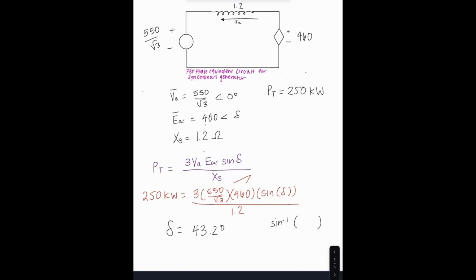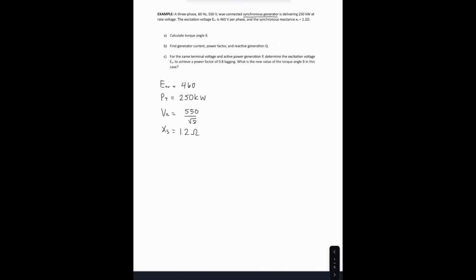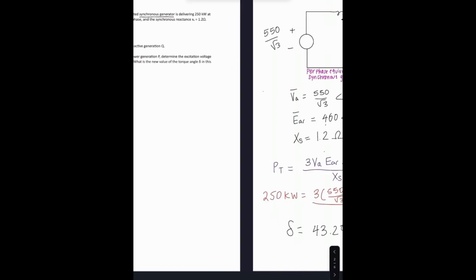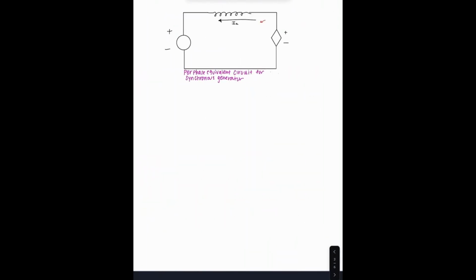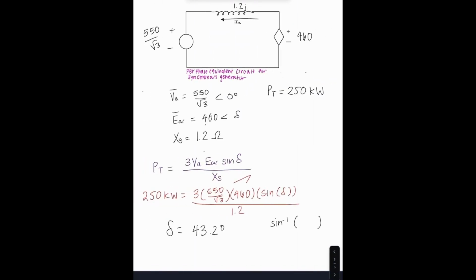So now that we found delta, let's find the generator current, the power factor, and the reactive generation Q. Let's fill this in again. I think I forgot the j here. It needs to be there.